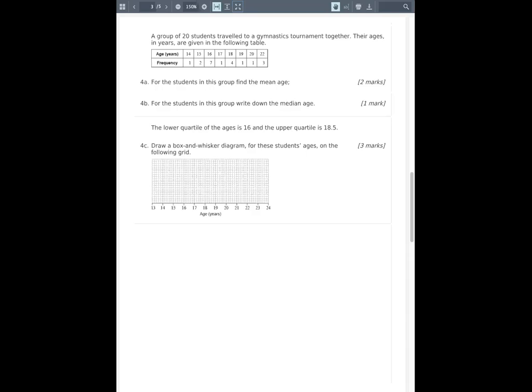And then you would draw another line at your median, not your mean, which in this case was 16.5. So you would draw a line at 16.5, and then you would make your box and connect it to your minimum and maximum. But yeah.